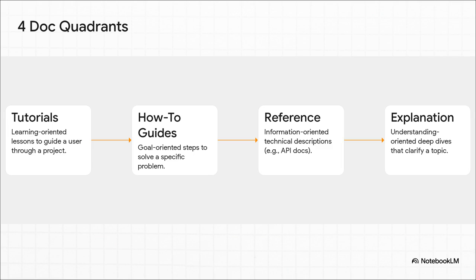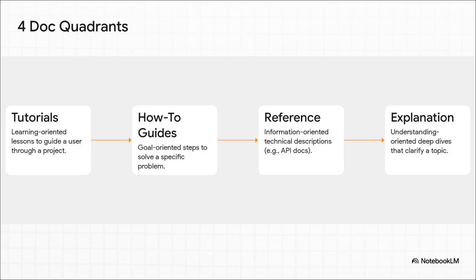And here they are, the 4 quadrants. So when a new data scientist joins your team, they're lost. They need a tutorial, a step-by-step lesson to get started. When you, 6 months from now, can't remember how to deploy a model to the staging environment, you need a how-to guide, just the specific steps to get a job done.